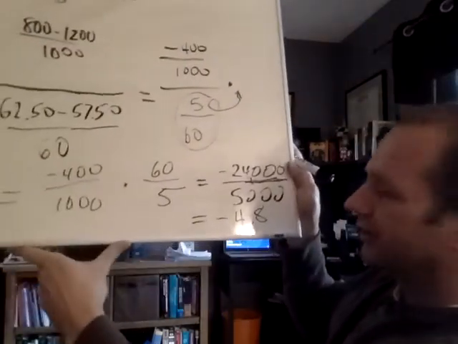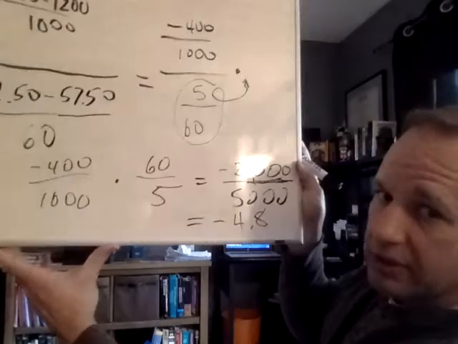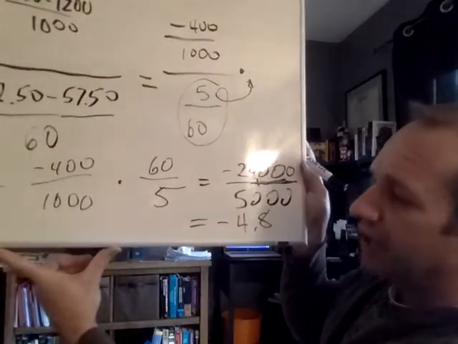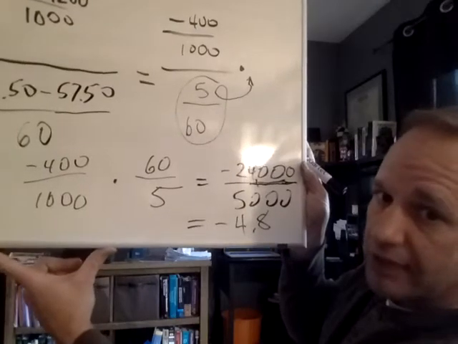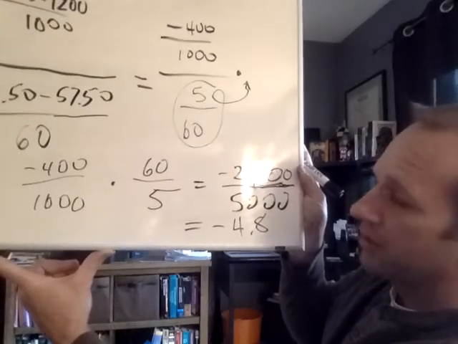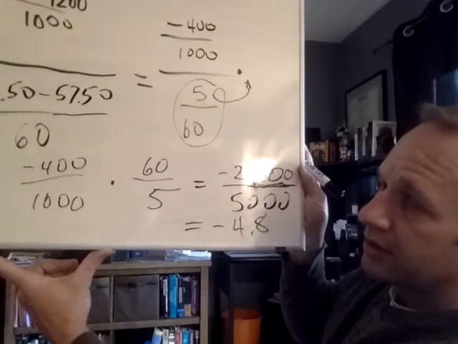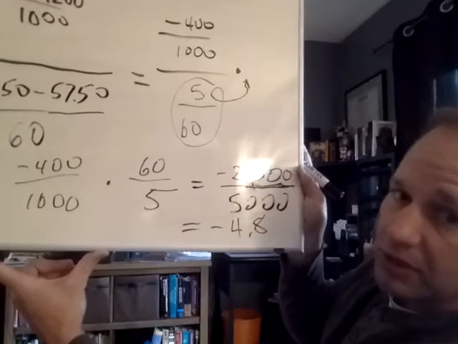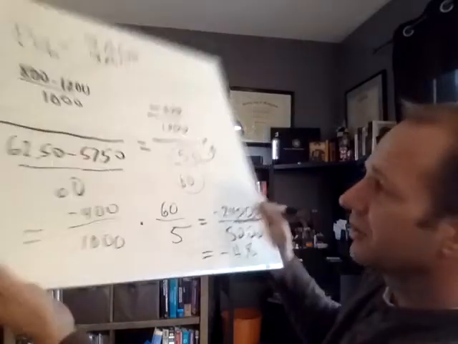And do we care about the sign? No. We only care about the absolute value with price elasticity. So is this elastic or inelastic or unit elastic? And its difference from 1, it's greater than 1. So this is what we call elastic. This is a responsive crowd.